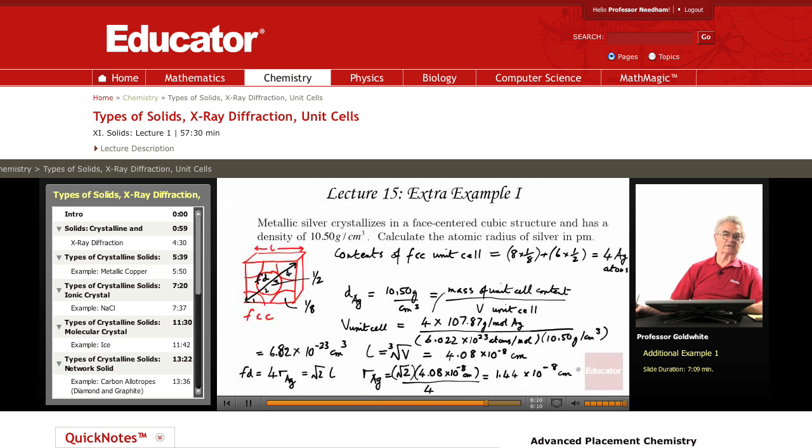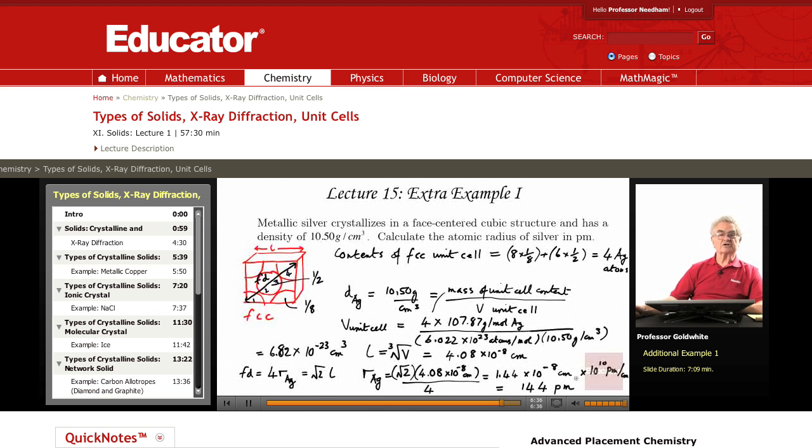But nowadays, we prefer to use picometers. And there are 10 to the 10th picometers in a centimeter. And so the radius of a silver atom, as required in the problem, is 144 picometers.